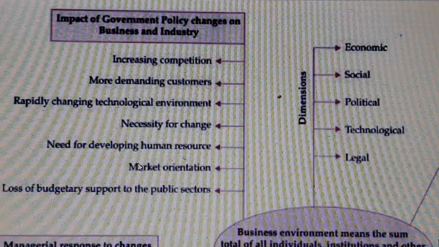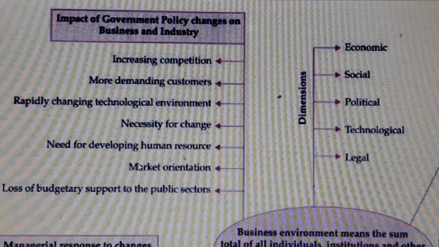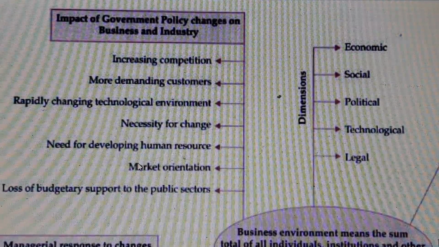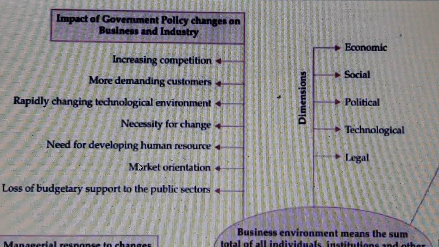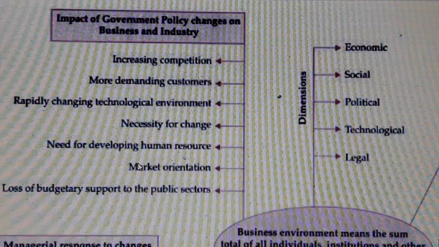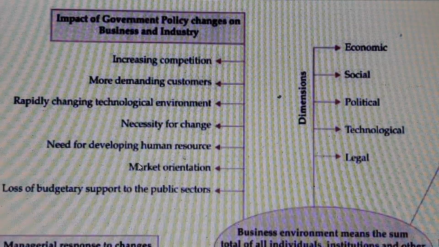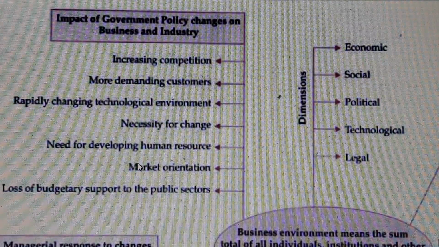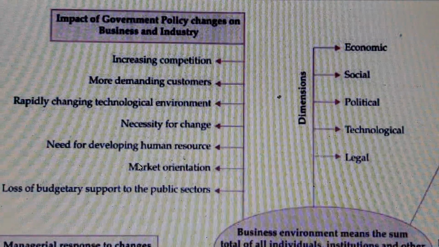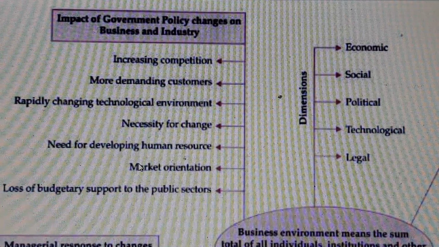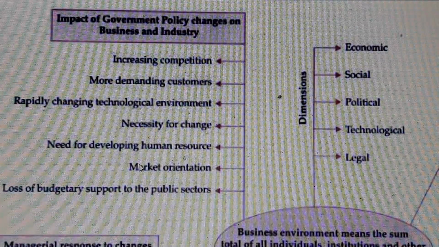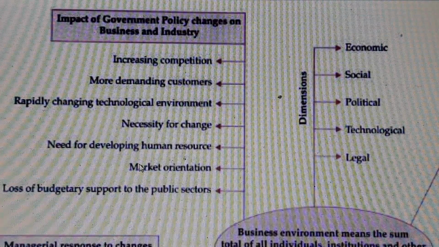Next is market orientation. Market orientation means what kind of customers I have and what products will be demanded by the market. We need to have information about all these things, and on this basis only we need to produce the products. Next is loss of budgetary support to the public sectors. Many times the public sectors do not have any budget, or there is no support from the government itself, and that's why people are facing the problem.